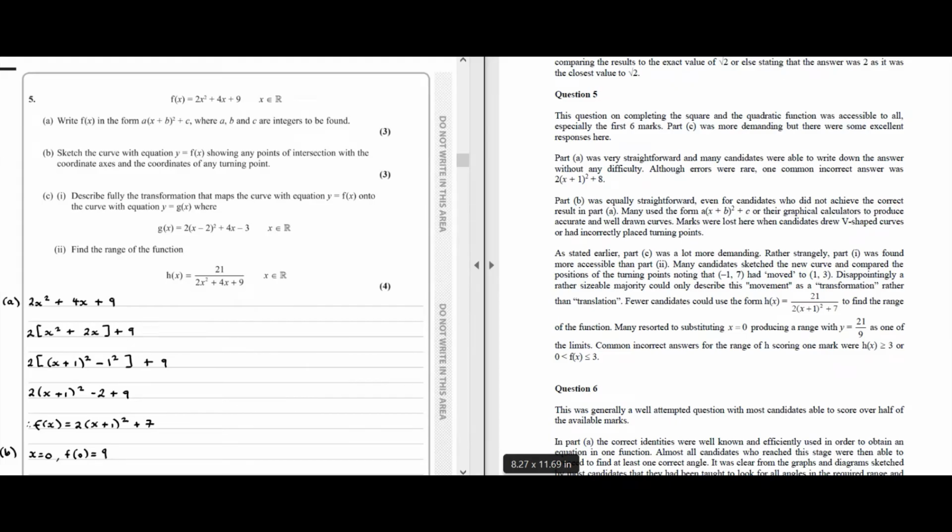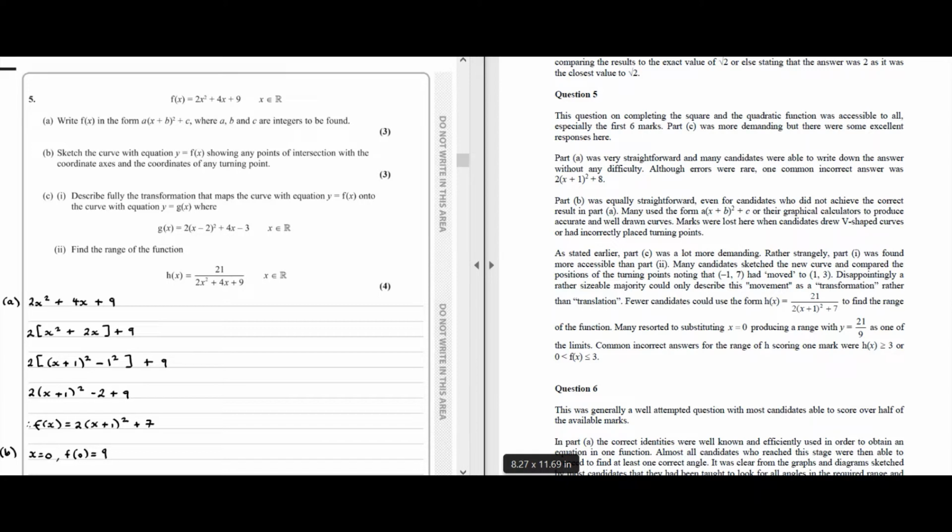Question 5. This question on completing the square and then quadratic function was accessible to all, especially in the first 6 marks. Part C was more demanding, but there were some excellent responses here. Part A was very straightforward and many candidates were able to write down the answer without any difficulty. Although errors were rare, one common incorrect answer was 2 lots of (x plus 1) all squared plus 8.